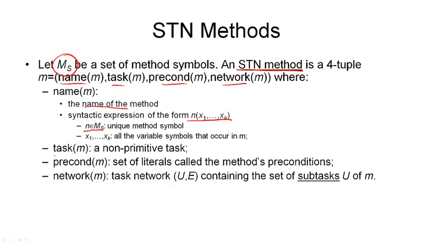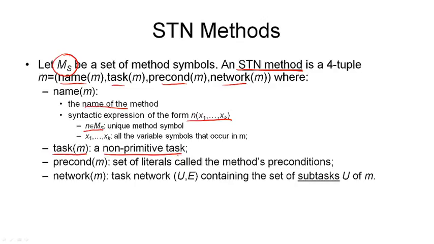The next component is the task of this method, and that is simply one of the non-primitive tasks that we've described earlier. The task of a method describes what can be accomplished with this method. And of course, it must be non-primitive, as all primitive tasks can be accomplished by an operator. But if we have a task network that contains a non-primitive task, that is, the task of a method, then we can use this method to accomplish the task in the network.